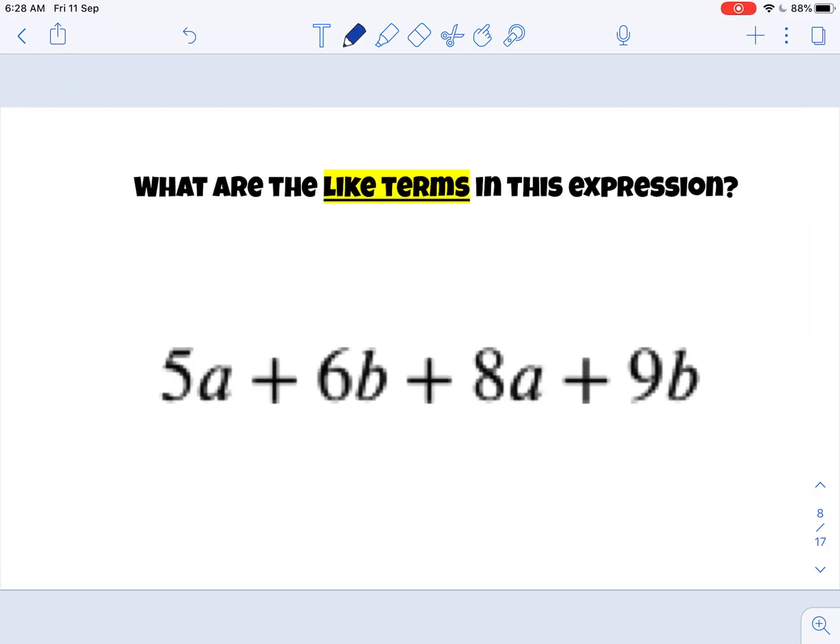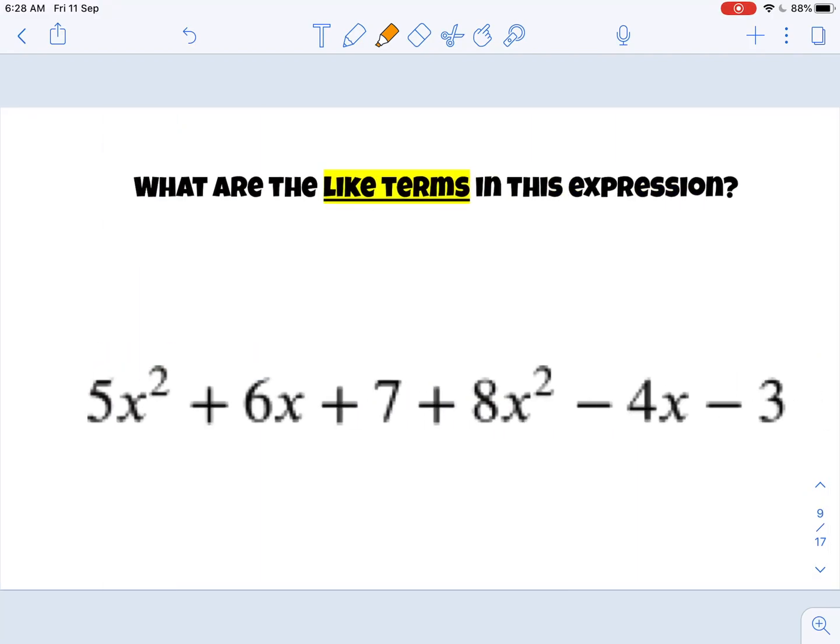All right, then the last vocab that you need to know is what a like term is. Like terms are terms that have the same variable. For example, in this question, 5a is a like term to plus 8a. And again, I'm highlighting the operator with it because that's included. And then you've also got plus 6b and plus 9b. Those are going to be our like terms because they've got the same variable. And not only the same variable, but when we throw exponents in there, it has to have the same variable and the same exponent. So I wouldn't say that 5x squared and 6x are like terms because they also have to have the same exponent on the variable.